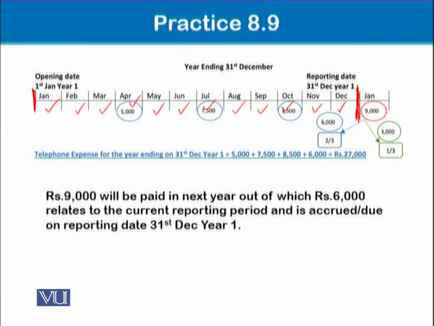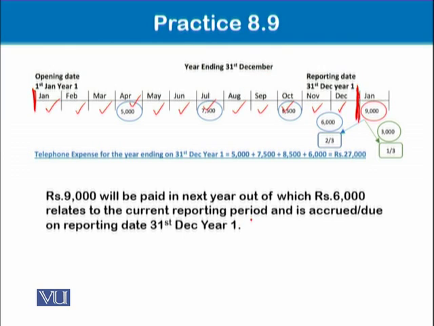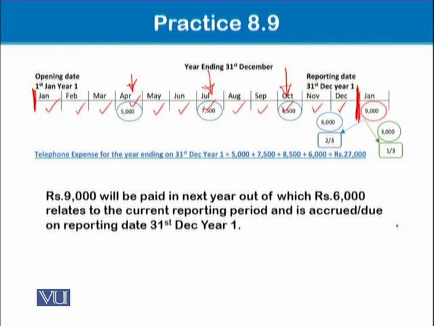Now the thing is that when we are making payment, just see 30th April, 31st July, and 31st October. So see, here we are making payment. Here we are making payment. Here we are making payment. And since it will be paid in arrear, the 4th payment will be made, meaning this 9,000 will be paid at the end of this January. Okay.